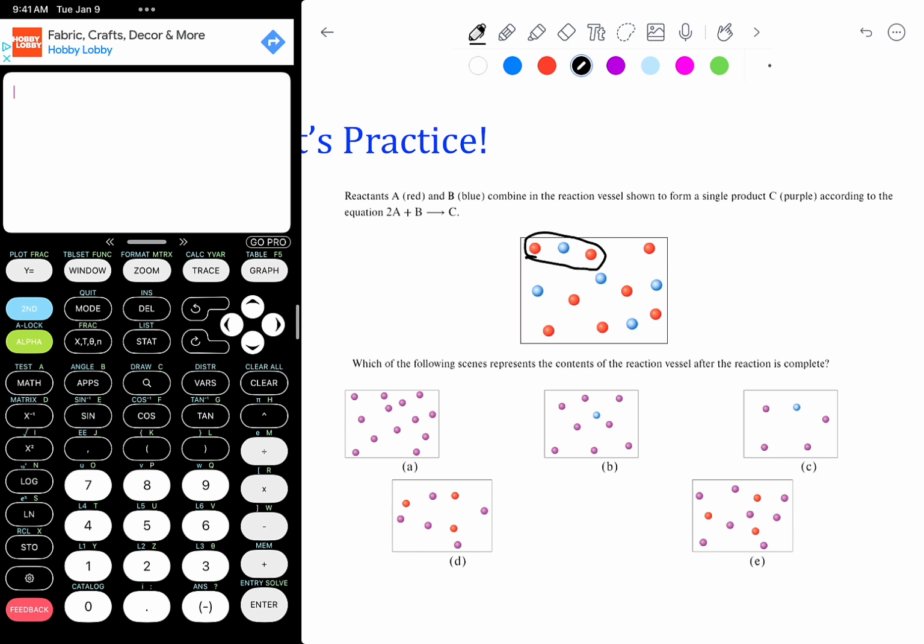So what I want you to do is pause your video and make up your C molecules by connecting A's and B's in the correct proportions, and try to find which of these options would be what the reaction vessel looks like after the reaction is complete.